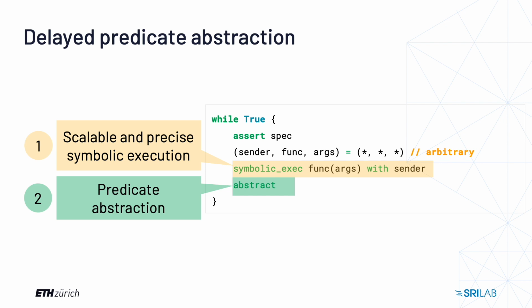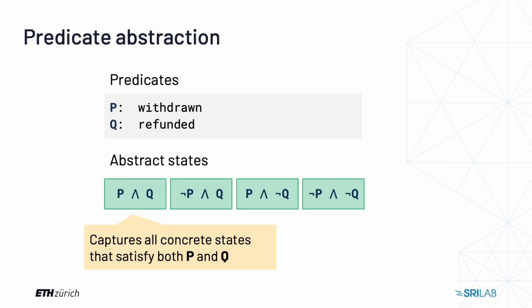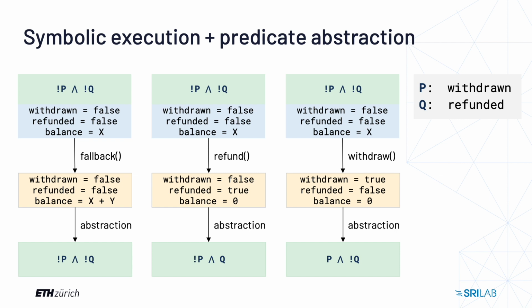using modern SMT solvers. Let's see how the predicate abstraction will act with our example and predicates that you see on top. With predicate P withdrawn and Q refounded, the abstract state space will consist only of 4 states. The predicate abstraction abstracts the balances of the contract and thus reduces the state space we need to explore now. Now, let's see how symbolic execution works together with predicate abstraction.